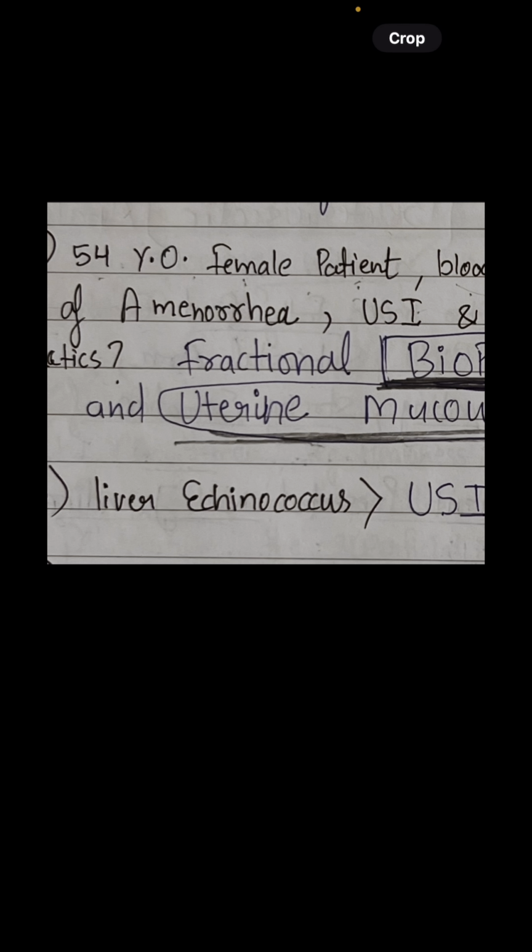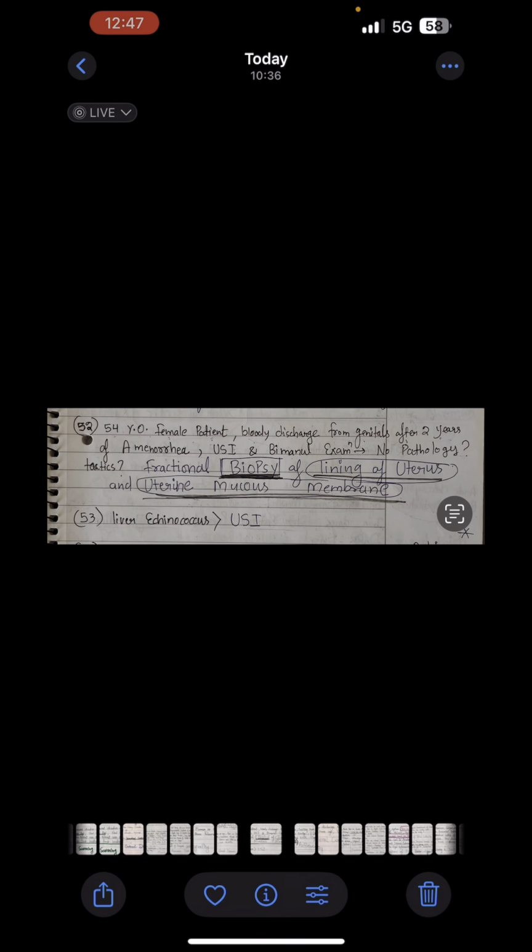Next question says about liver echinococcus, which you know already about the ultrasound. This is the case of SLE. I have told you while making the video over SLE that it is an autoimmune disorder in which the antibodies will be against the anti-nuclear factor, anti-nuclear DNA or ANA, like that. So let's go to the next question.